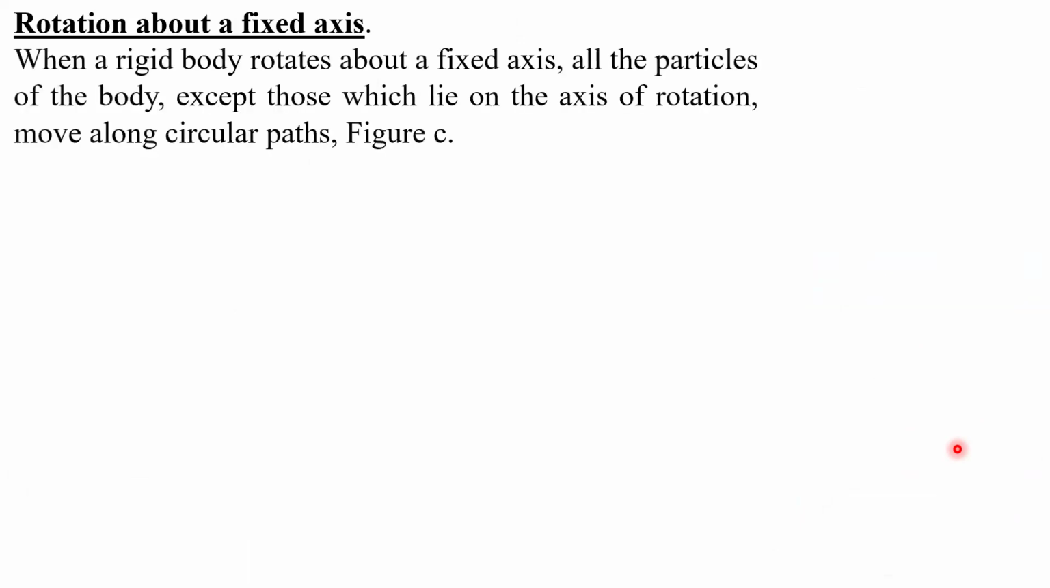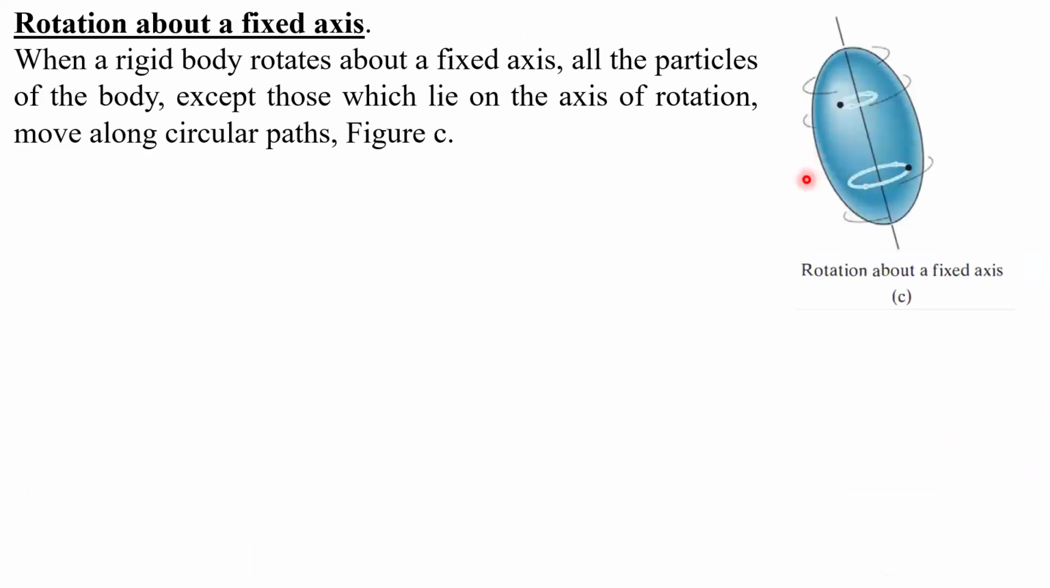Rotation about a fixed axis. When a rigid body rotates about a fixed axis, all the particles of the body, except those which lie on the axis of rotation, move along circular paths, as shown in figure C. Here, when this body rotates, all the particles will rotate about this fixed axis, except the particles that are lying along this axis.